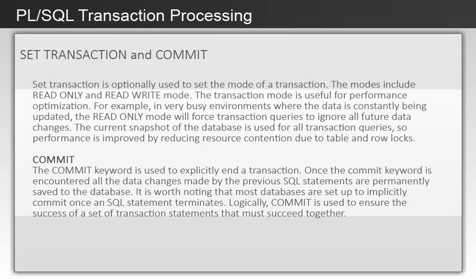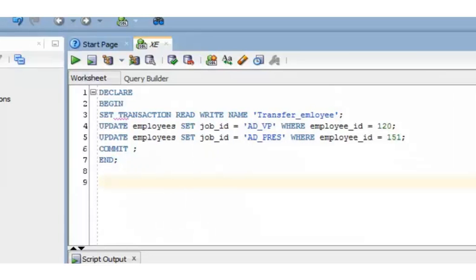For example, in this example, the positions of employees 120 and 151 are being switched. There is a business requirement that the switch must be immediate so that no position is ever left vacant. The set transaction read-write statement is optional, and it means that the transaction statements will use current database tables, as opposed to an unchanging snapshot used by read-only transactions.